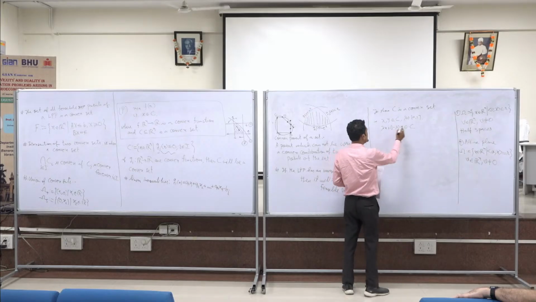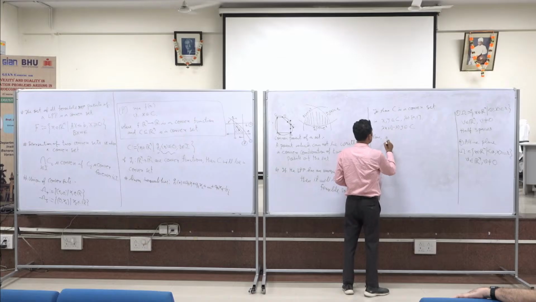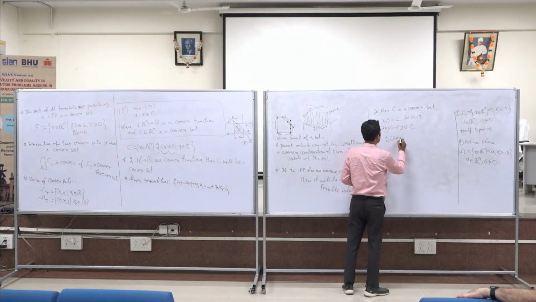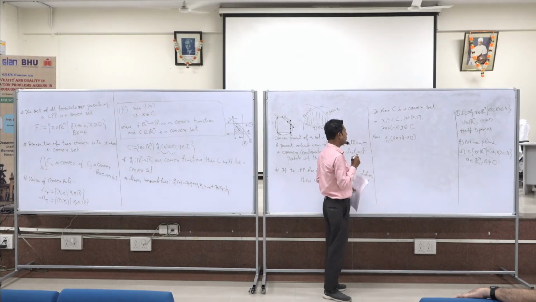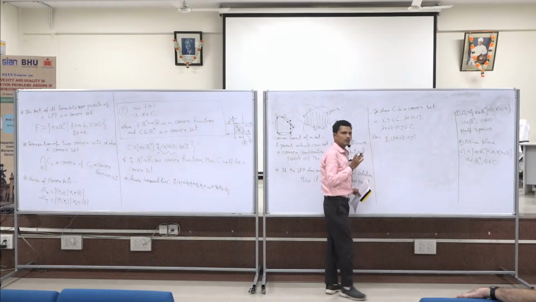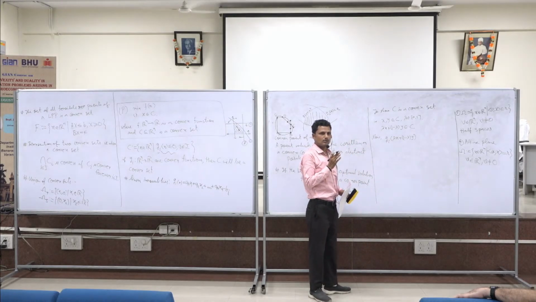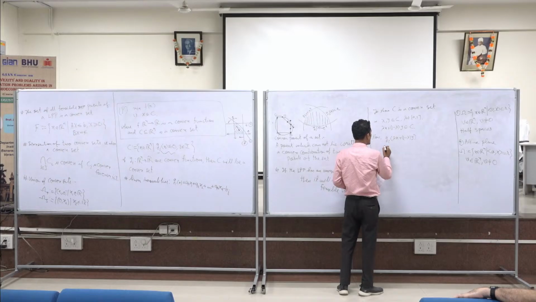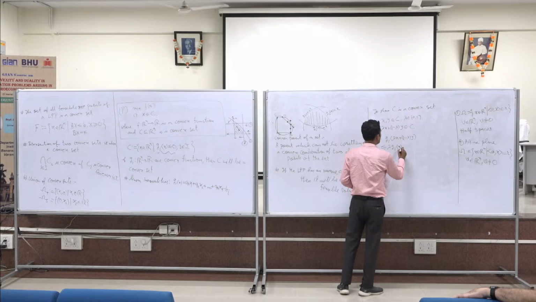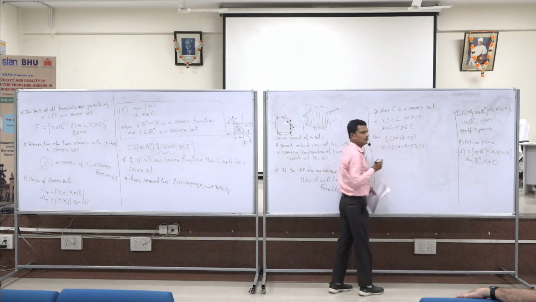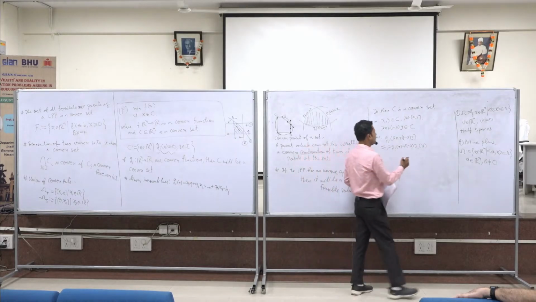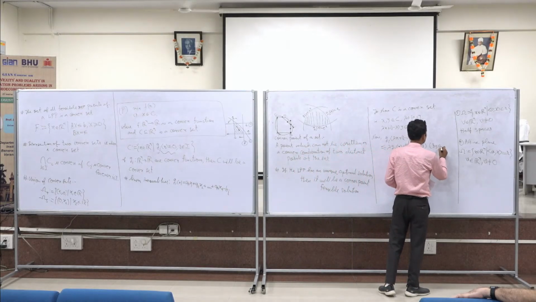So we start from g_i(lambda x plus (1 minus lambda) y), right? But now this g_i is a convex function. So when g_i is a convex function, we can write this is less than or equal to lambda g_i(x) plus (1 minus lambda) g_i(y), by convexity of g_i.